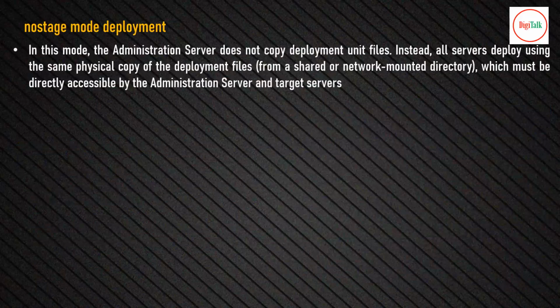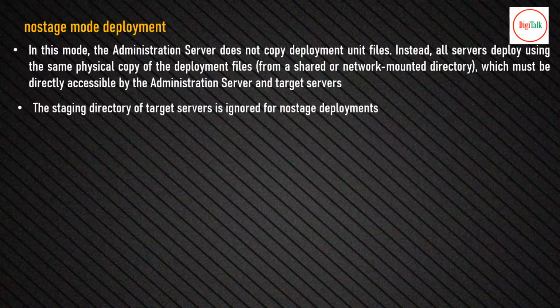Now, no stage mode deployment. What happens in no stage mode is that the admin server does not copy the deployment files. As we see in the stage mode, your code or your archive file is copied inside the staging directory when we go for the deployment using the stage mode. But when we are using the no stage mode, the deployment file will not get copied into the staging folder, and it will not deploy from there. So that means it will be deployed from the original location where you have placed that file, right?